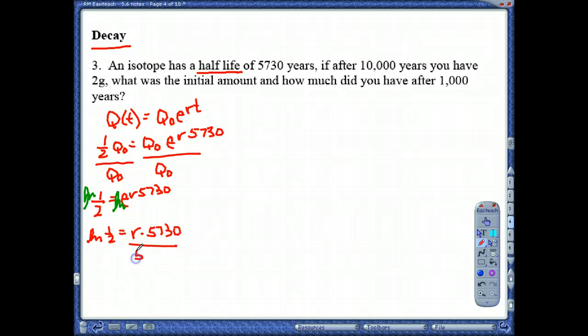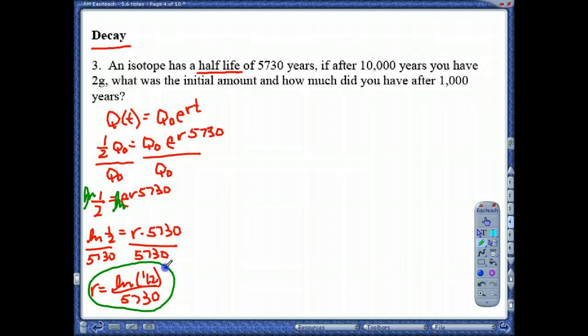I'm going to divide through. And I'm not going to find out what that amount is. I'm going to leave it as the natural log of 1/2 divided by 5,730. The reason I'm not going to simplify that is because I don't want to round it. I can only round one time per problem, and now is not the time. So that was my first equation, and that helped me find that k or that r.